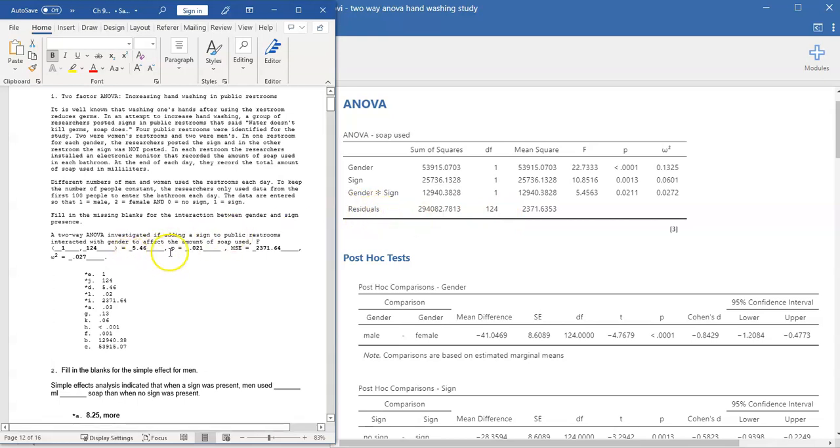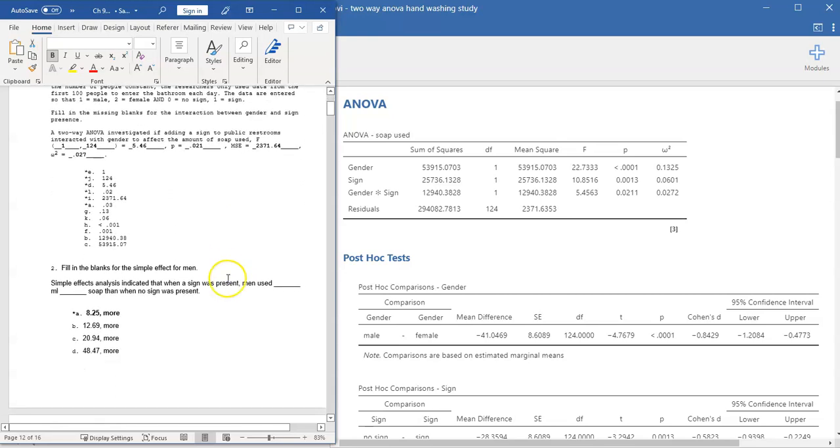And then after the equal sign is what F equals. And of course you have 3 F's here, but the F we want is the one for the interaction. So it's 5.46. And then here's the p-value for that, 0.021. And then the mean square error, as I said, is the mean square residual right here. And then finally the omega squared, which is again on the interaction line under omega squared. So that's where you find all of that information.